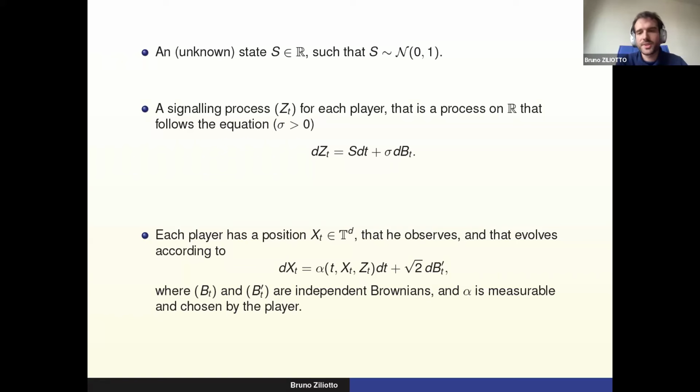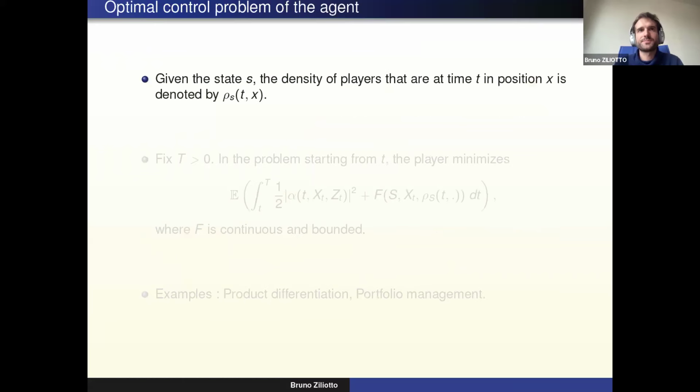Any questions so far? Don't hesitate to interrupt me, because I don't have so many slides. So if there is something that's not clear, please tell me. Okay, so this is the model.